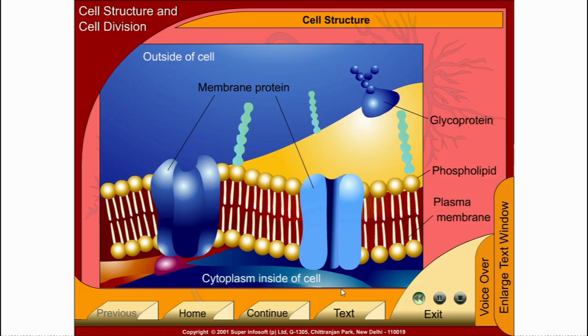The cell seen under a light microscope reveals the following: a cell wall made of cellulose and a plasma membrane which encloses the protoplasm.